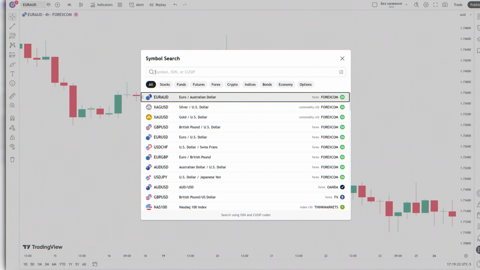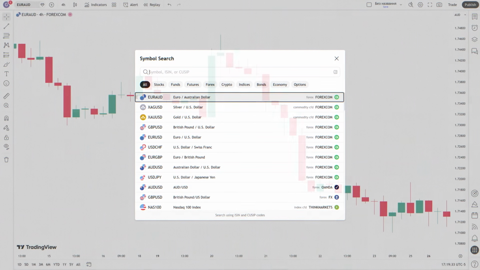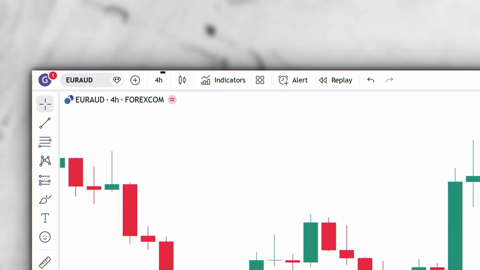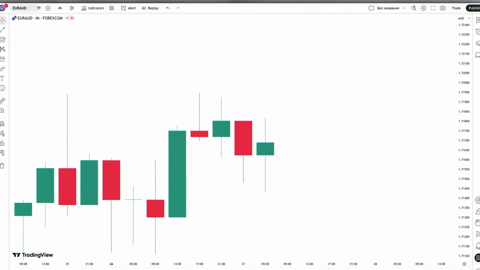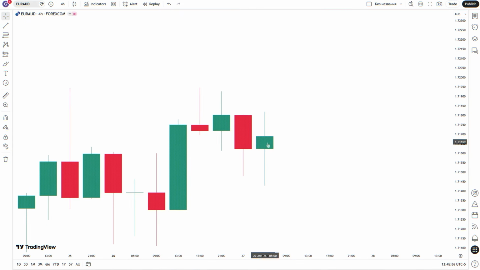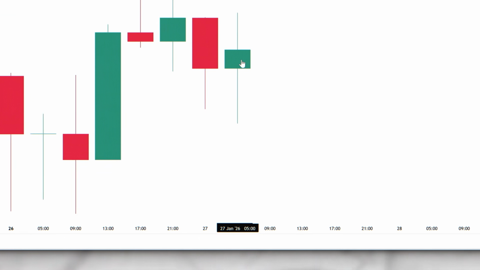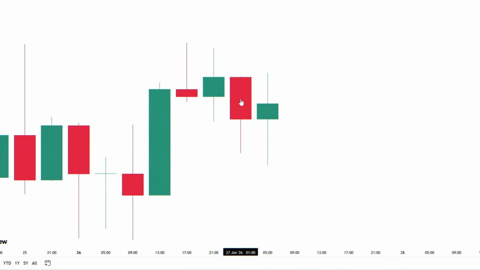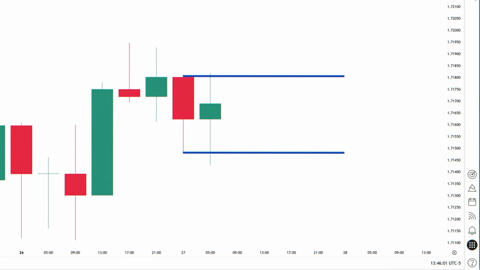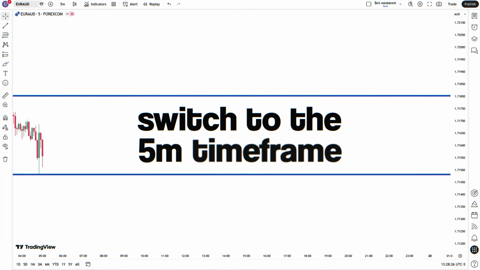I'm choosing the Euro to Australian dollar pair. The 4-hour time frame is already selected, and we switch the time zone to New York. Now, how do we identify the first candle on the Forex market? Since this is January 27th, this candle is considered the first fully formed candle of the day. We mark the high and low of our trading range and switch to the 5-minute time frame.